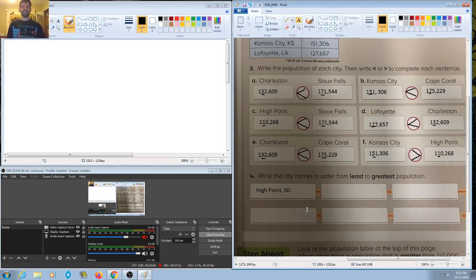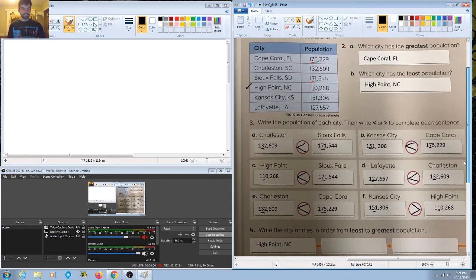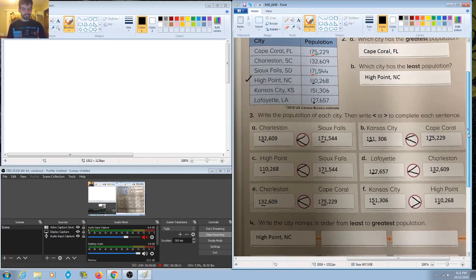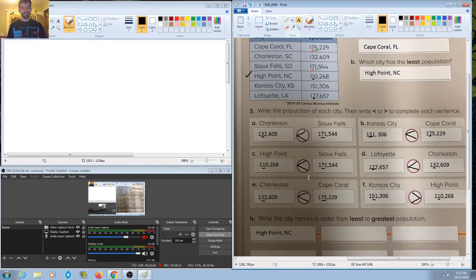Okay, now we have to find the next largest city. So what we're going to do is build from 110, and keep looking in the 10,000th place for the next highest place value. So there's a 2 in Lafayette, Louisiana, so that is going to be our next one. So that's 127,000, excuse me, 657. So our next one is going to be Lafayette.